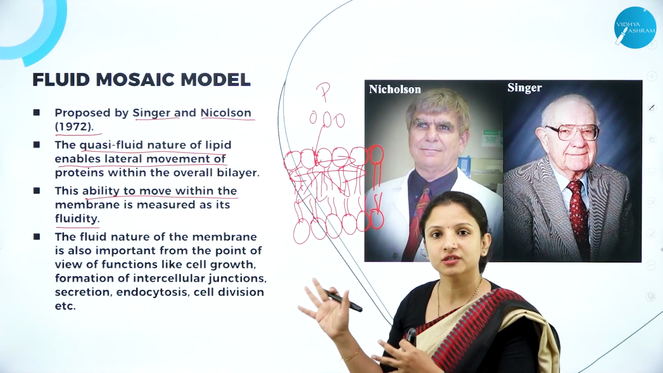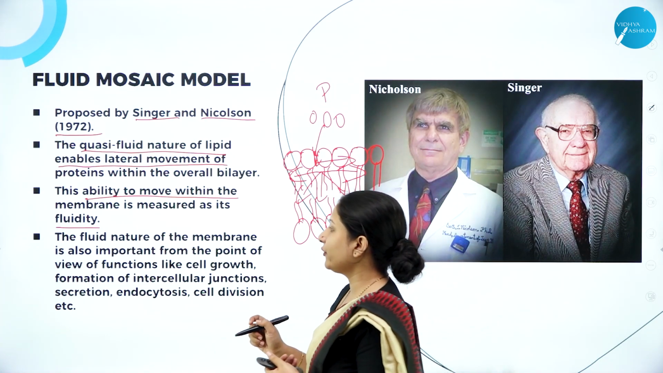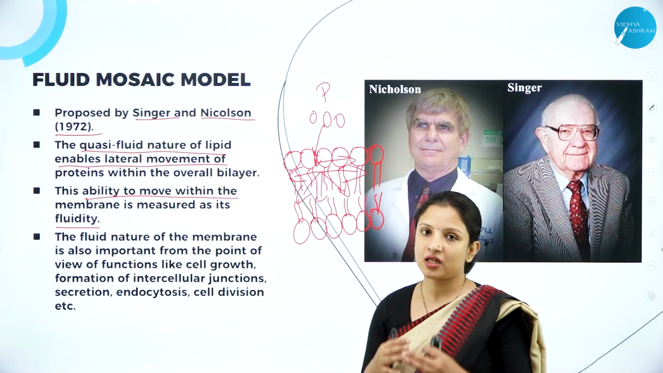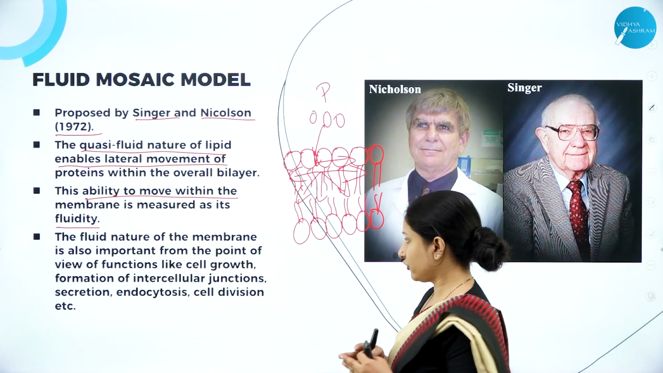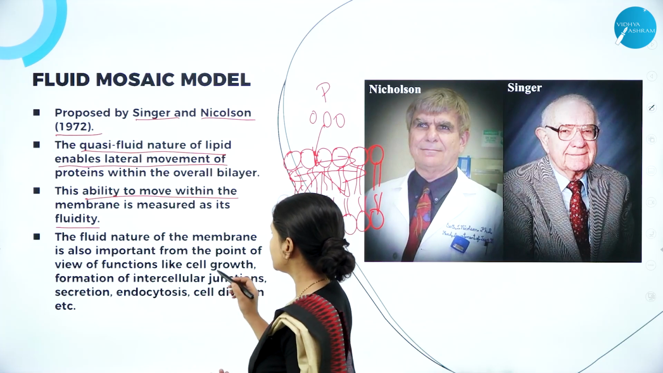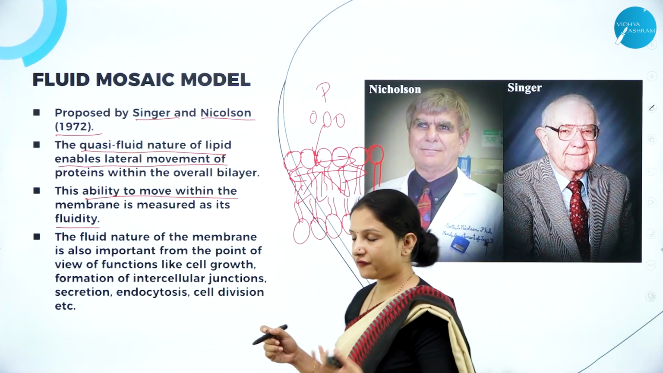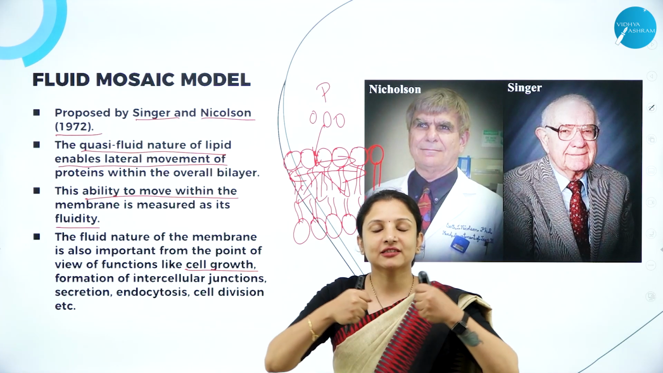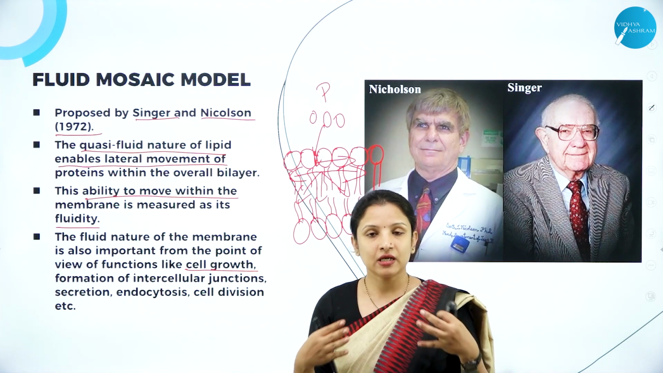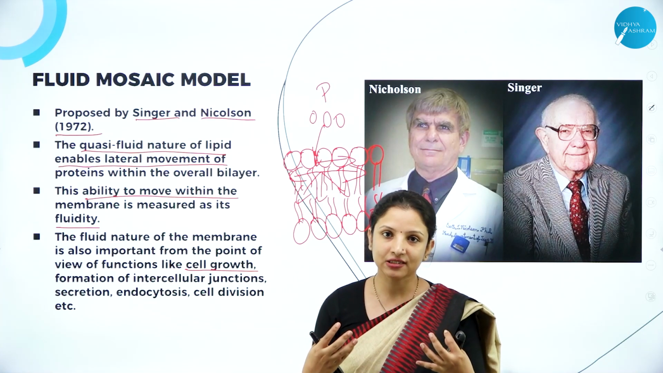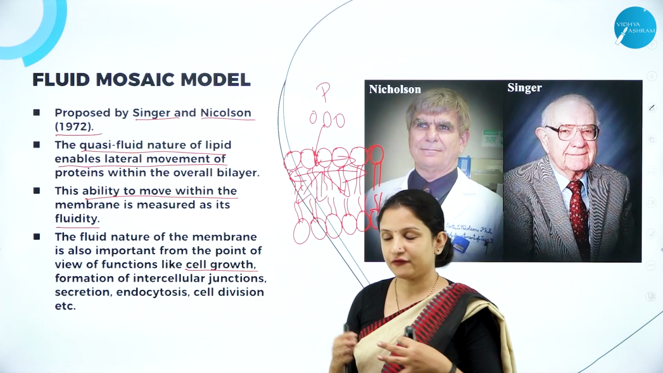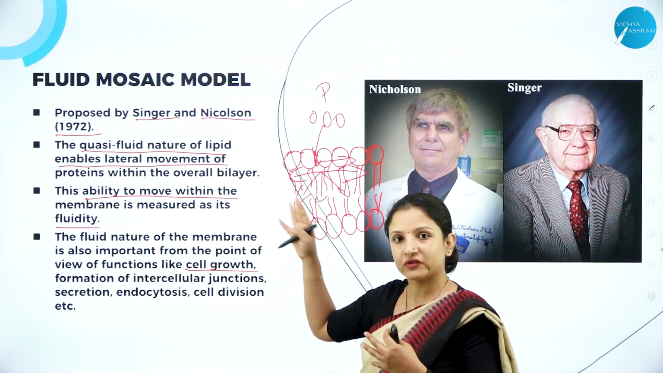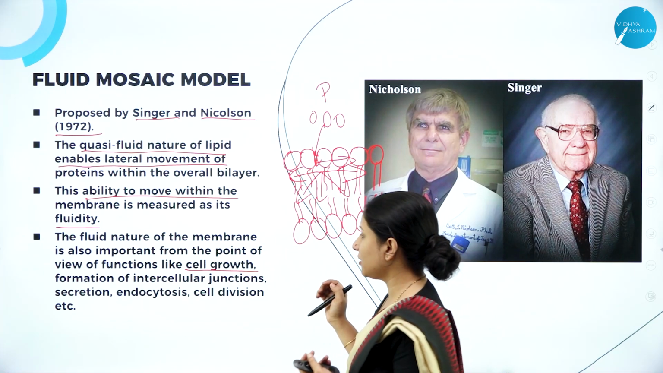So that is what quasi-fluid nature means. And the fluid nature of the membrane is very, very important, not just for the movement of proteins, but also for some functions like cell growth, because more fluidity means the expansion of the cell is easy. If it is very rigid, can the cells expand properly? Not possible. So for cell growth, the fluidity of the cell plasma membrane is very, very important.